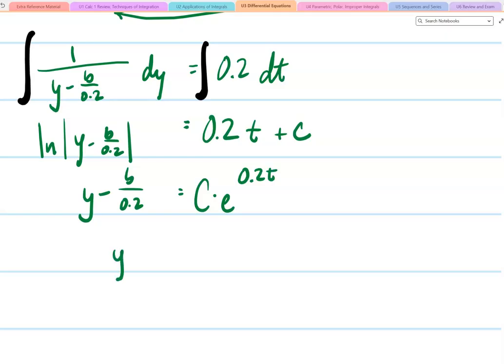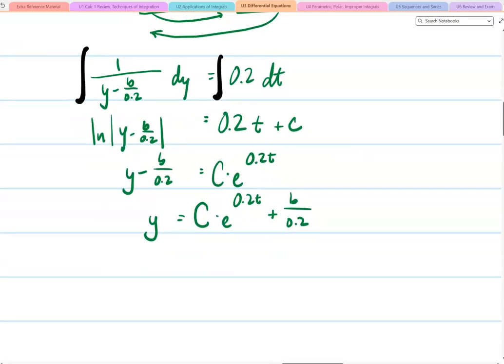Add this term back to the right, and now y, our fish population, is equal to our initial value c times e to the 0.2t plus b over 0.2. Okay, cool. So if we're supplied the b value and the c value and the t value, we can finally figure out what our final population for the fish will be.